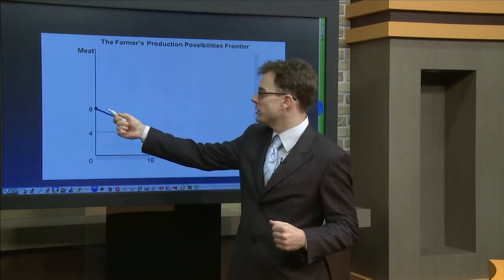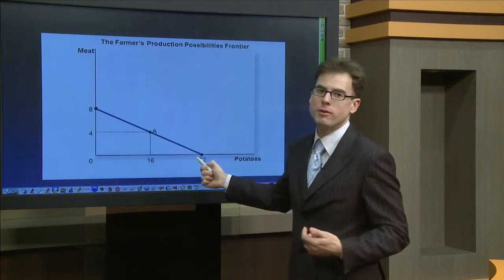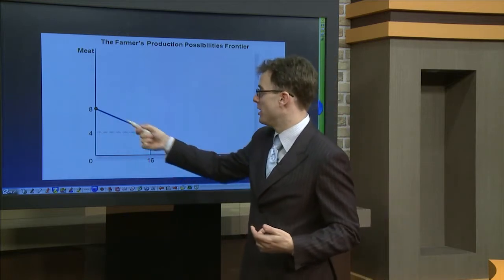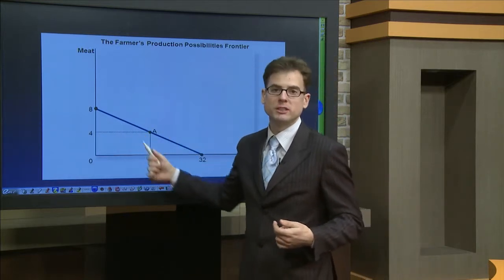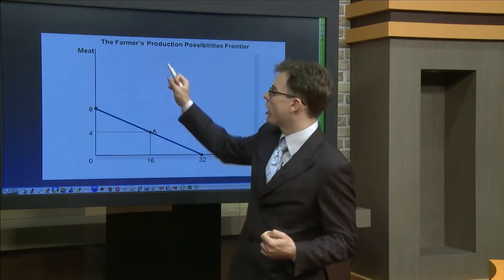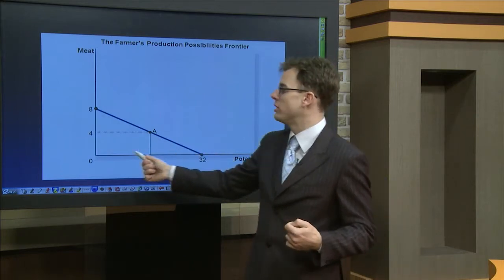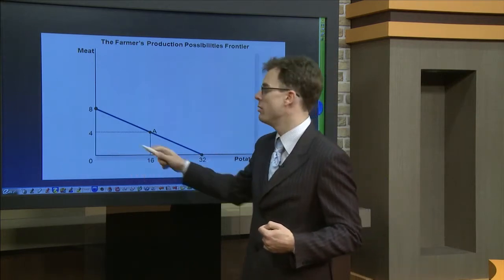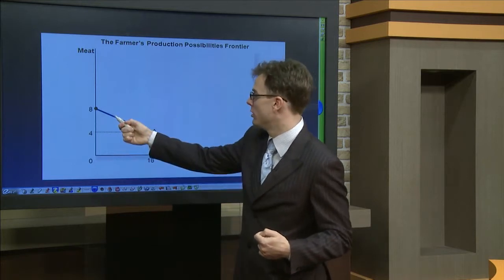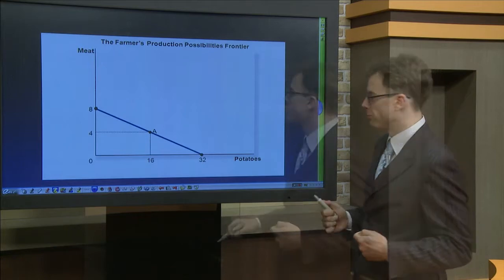Notice that because the inputs necessary to produce each unit of output are constant, this production possibilities frontier will be a straight line. And because a farmer can produce a lot of potatoes for a given amount of time, but only a little bit of meat, this production possibilities frontier is fairly flat.